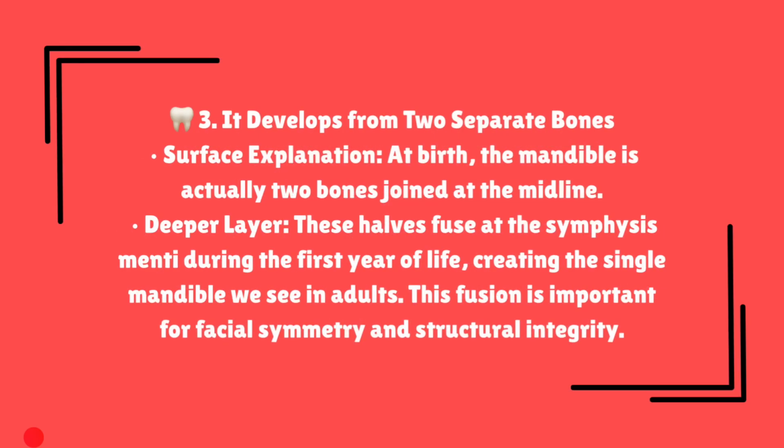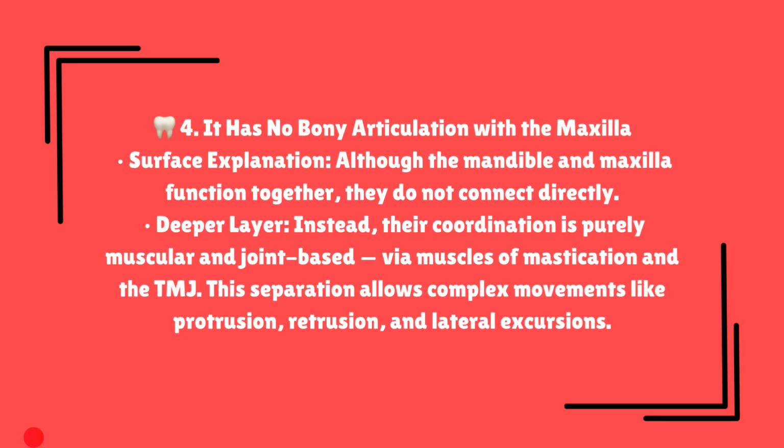Did you know at birth, the mandible actually starts out as two separate bones? These fuse together during the first year of life at the midline, an area called the symphysis menti, forming a single unified jawbone. Even though the mandible and maxilla work together when we chew or when we speak, they actually do not touch. Their coordination is made possible by muscles of mastication and the TMJ.